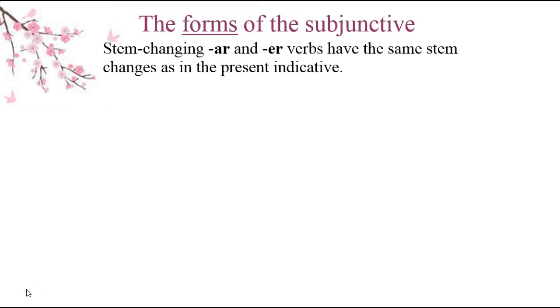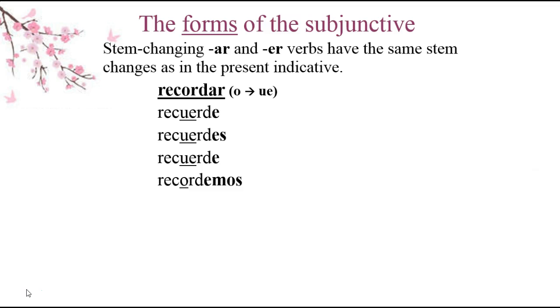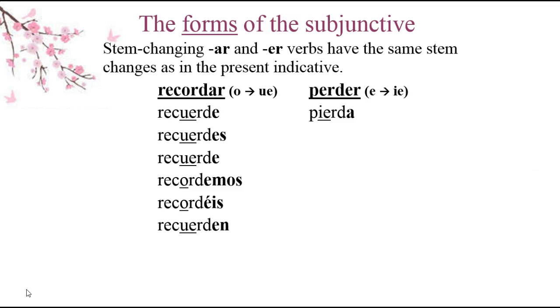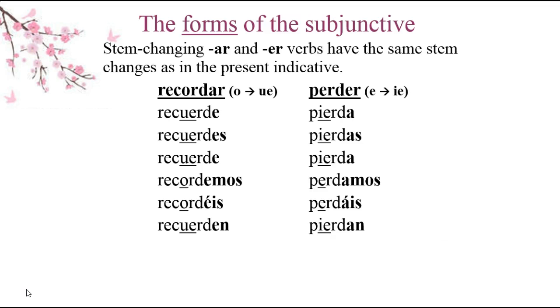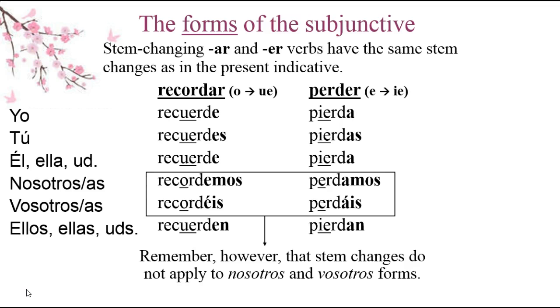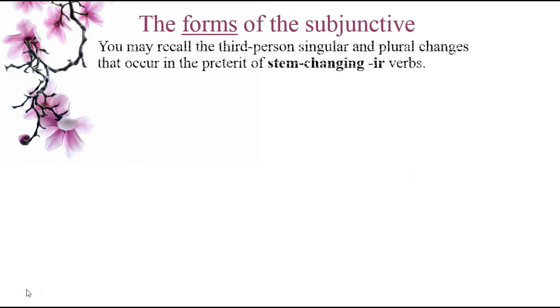Stem-changing -ar and -er verbs have the same stem changes as in the present indicative, like recordar: recuerde, recuerdes, recuerde, recordemos, recordéis, recuerden; perder: pierda, pierdas, pierda, perdamos, perdáis, pierdan. Remember, however, that stem changes do not apply to nosotros and vosotros forms.